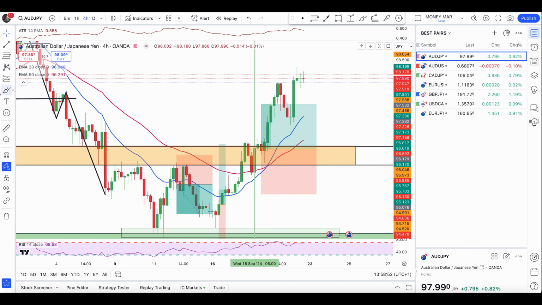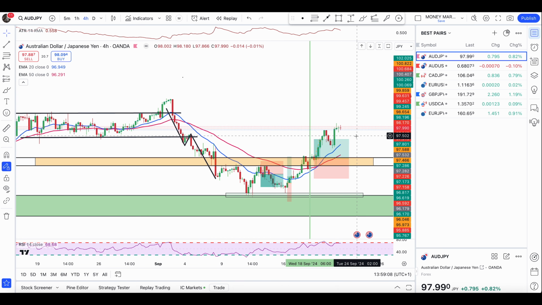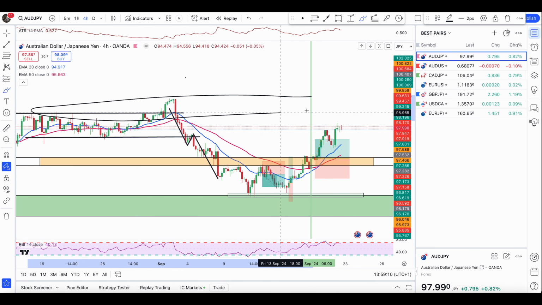The price broke above this anchor and this previous high, and closed as well. The price closing above this previous high means the trend has been shifted towards the bullish side, and now we can expect the price of AUDJPY to continue to push higher, at least till these recent highs.